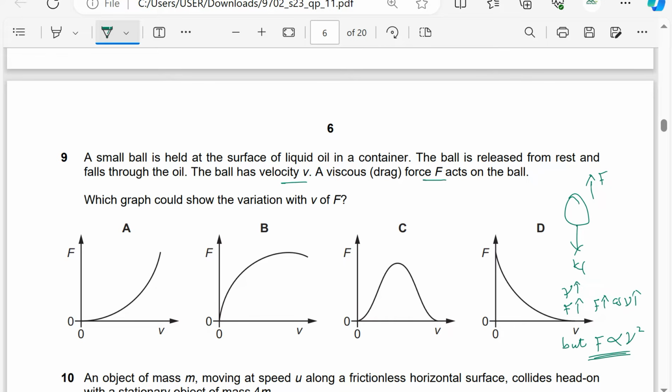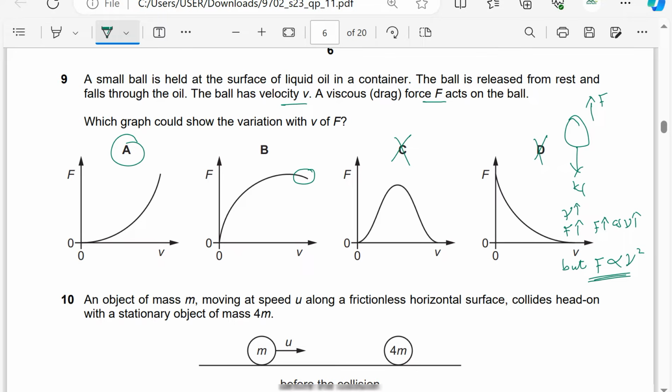So let's just use inspection. As v increases, F increases as a square of v. That means C is wrong, because C is showing that F increases and then decreases. D is wrong because it shows that as v increases, F decreases. B is showing that as v increases, F increases, and then this part is showing it is decreasing. So of course the answer is A, but if you don't see that it is A, you can check.